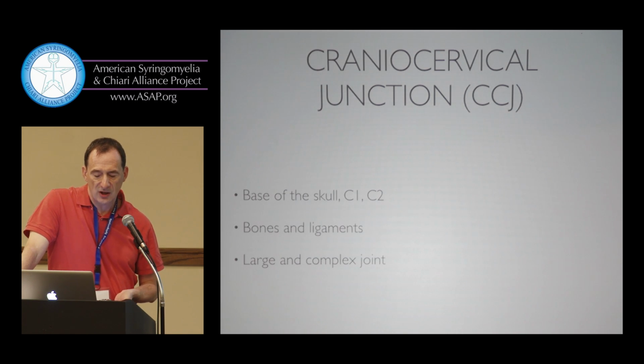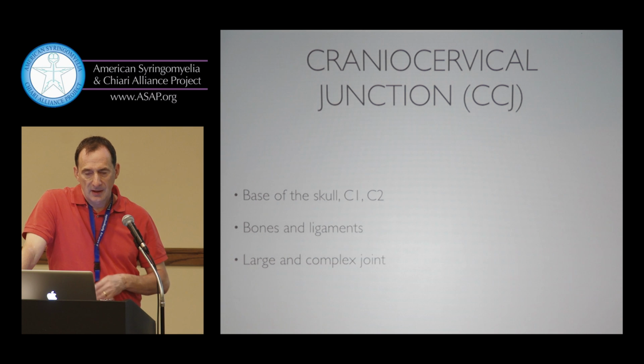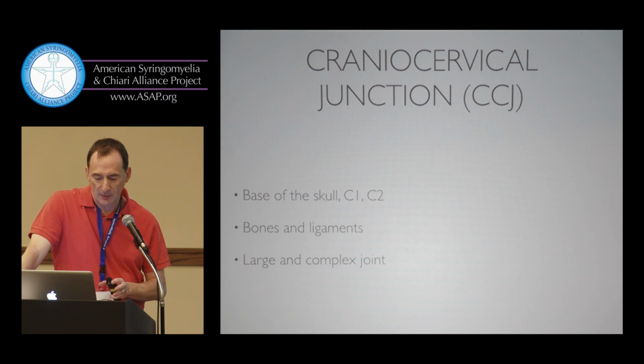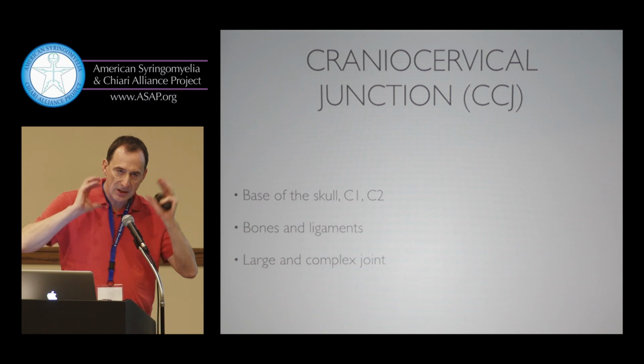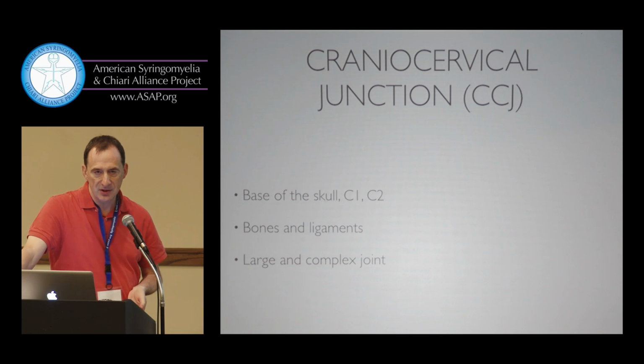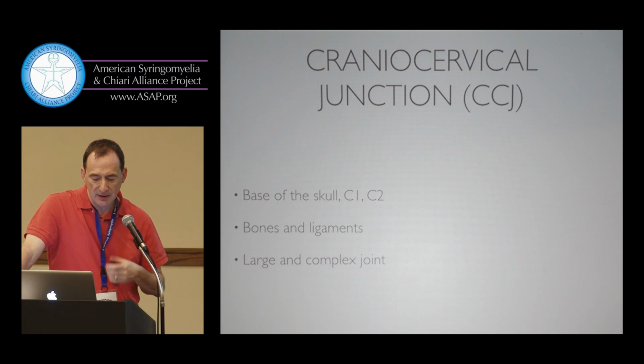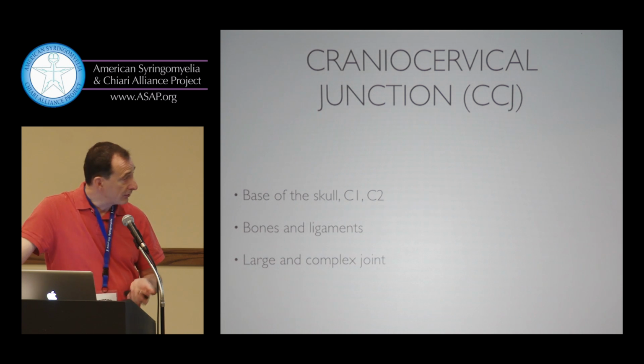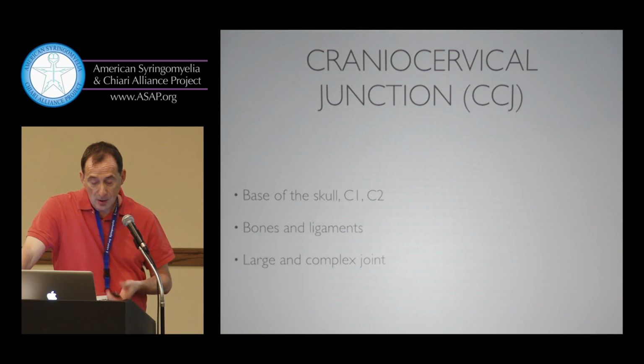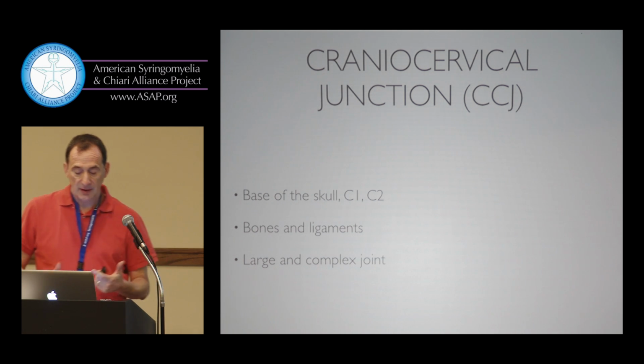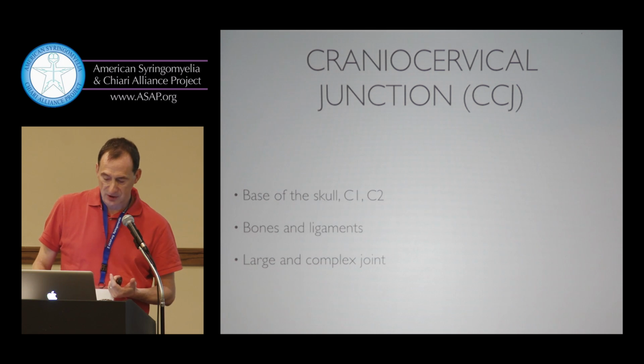What's a craniocervical junction? It's, again, a region of our anatomy at the border between the skull and the cervical spine. And it is composed by the base of the skull, the first vertebra, the second vertebra, bones and ligaments, and it is a large complex joint.